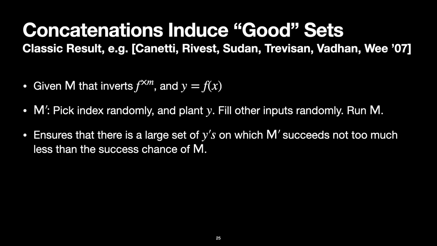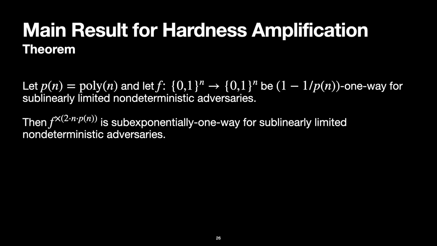Given a Turing machine M that inverts F, and given Y equal to F of X, if we randomly pick an index, randomly plant Y into that Turing machine and into the adversary M, and fill other inputs randomly and run the adversary, then there is a large set of Ys on which that new adversary M prime succeeds not too much less than the original success chance of M. So that is enough to complete the proof of our main result here.